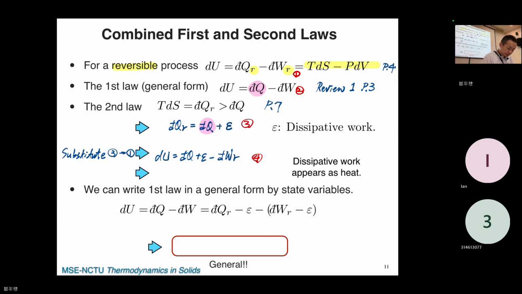And you notice that because d bar Qr becomes d bar Q plus epsilon, you introduce d bar Q. The d bar Q is irreversible now.